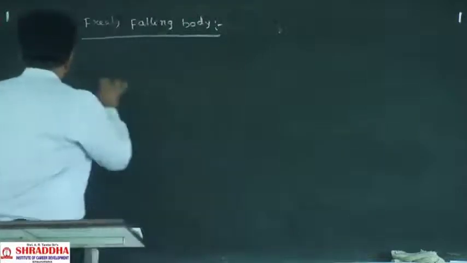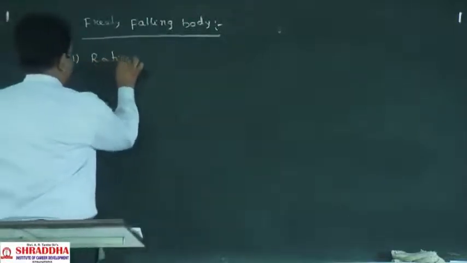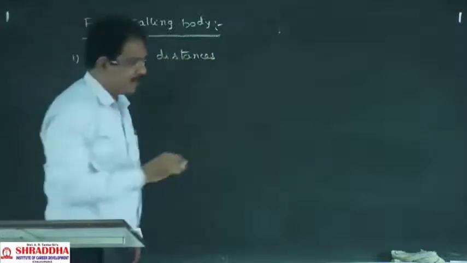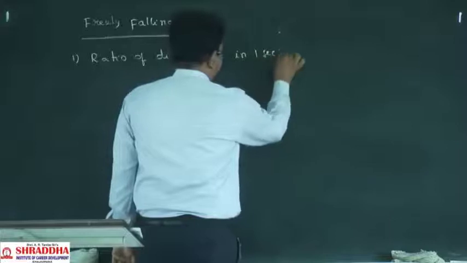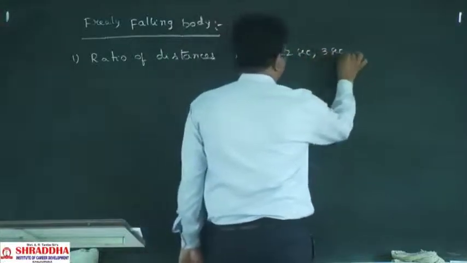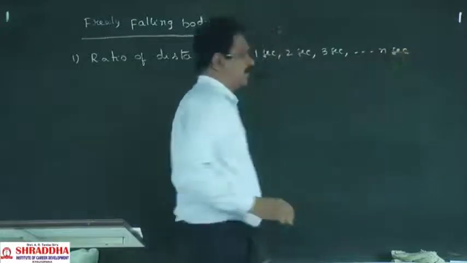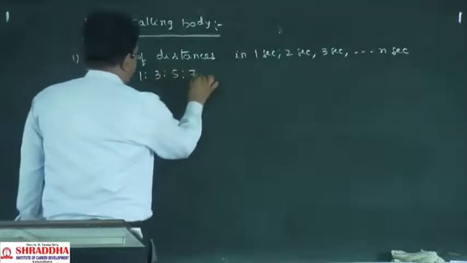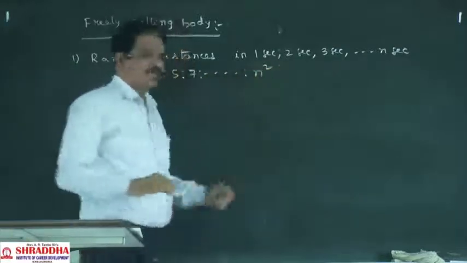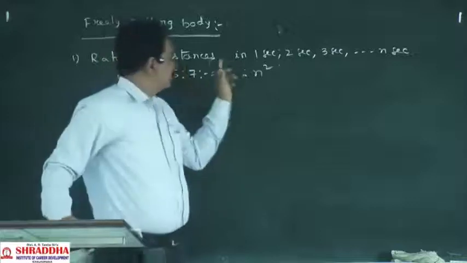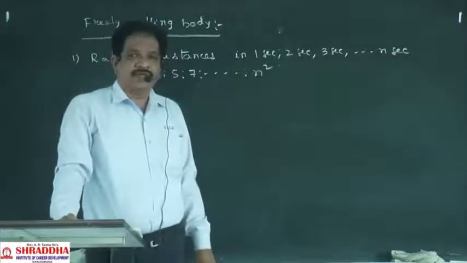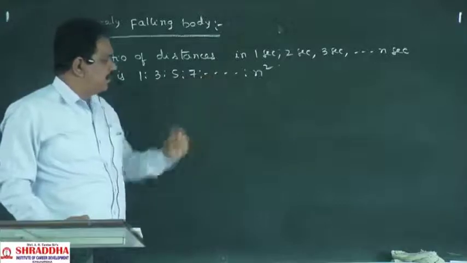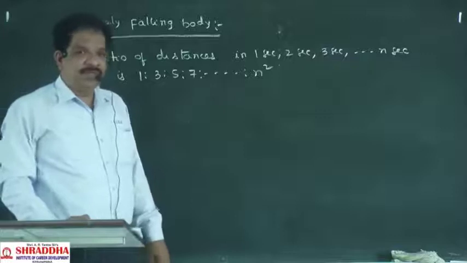First one, ratio of distances. Ratio of distances in 1 second, 2 seconds, 3 seconds, and so on, n seconds: that ratio of distances will be 1:4:9:16, n square. What is the meaning of that?